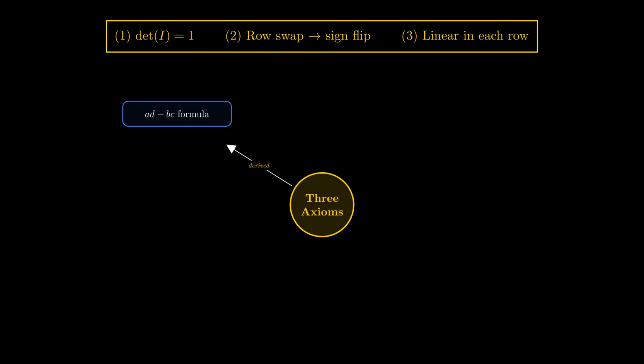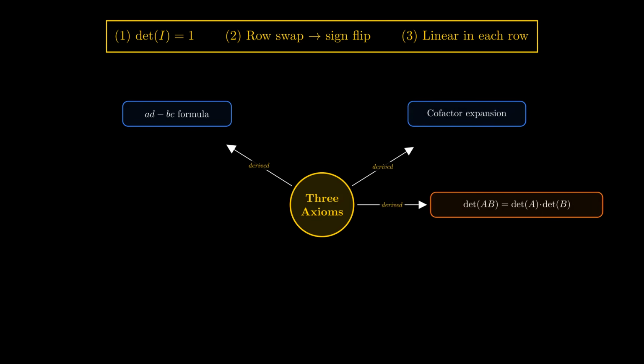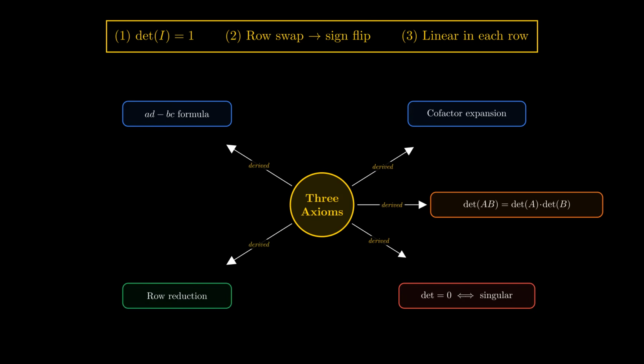The AD minus BC formula, derived from the 3 axioms. Cofactor expansion, derived. The product rule that the determinant of AB equals the determinant of A times the determinant of B, derived. The fact that the determinant equals 0 if and only if the matrix is singular, derived. Row reduction methods, derived. Even eigenvalue computation, derived. All of these are computational strategies that satisfy the specification. This is how modern mathematics works. Define objects by their essential properties, then derive everything else.